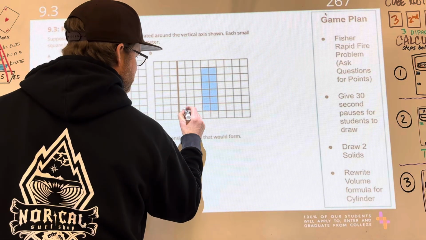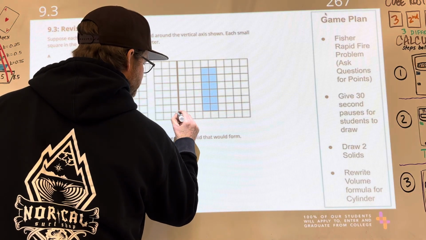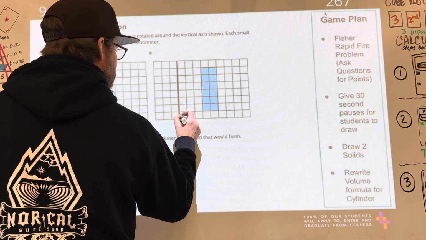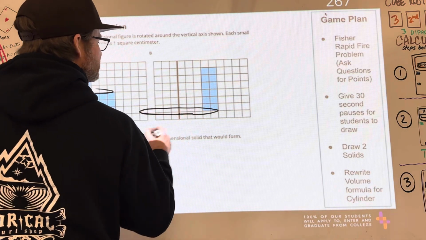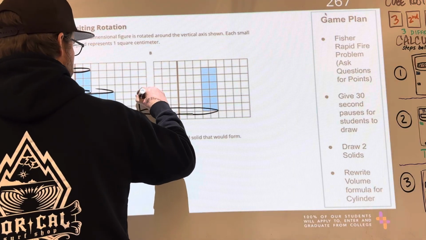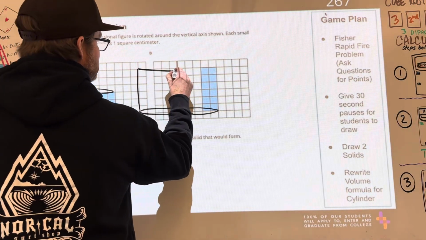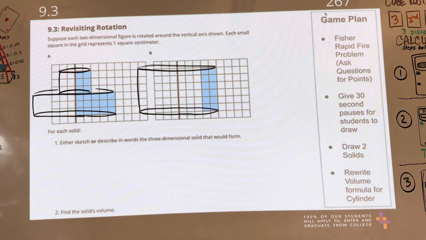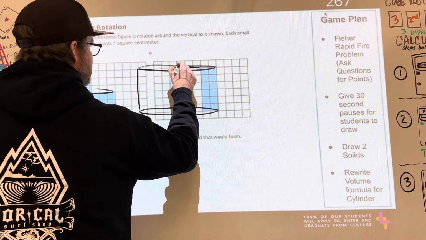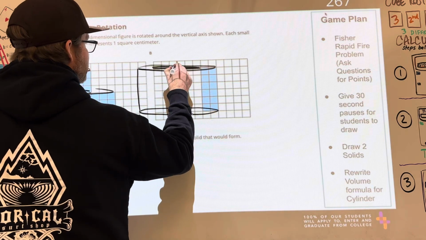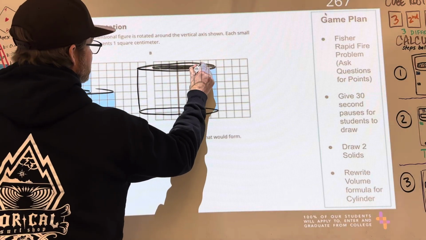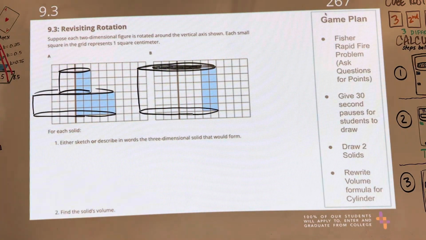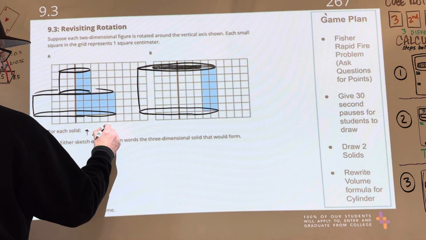The second one you will have something like this, except from here to here is going to be missing. So you're going to have like a middle spot that's like missing. So, sketch or describe. So sketches are there and there.